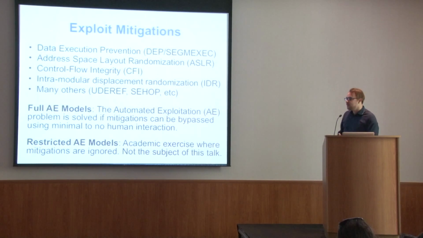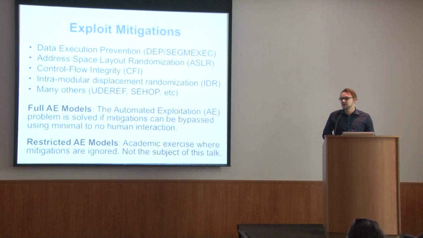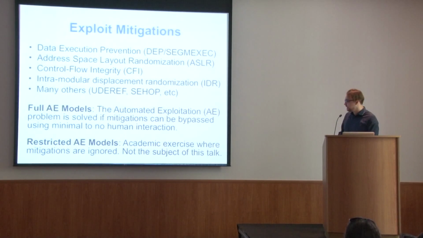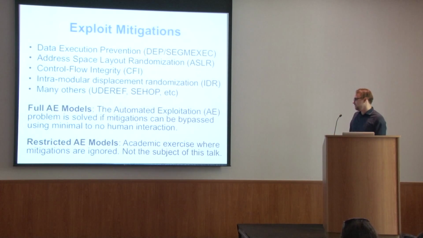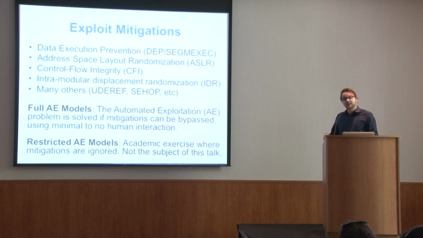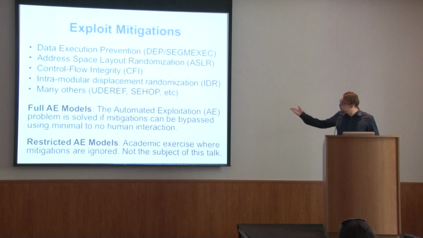Exploit mitigations. I was talking about how people think they can write or generate exploits automatically. In fact, when they do such a thing, they always do it in what we call a restricted model. A restricted model is an academic exercise where mitigations are ignored. So you can, for example, generate a stack-based buffer overflow exploit ignoring the fact that you have control flow integrity, or ignoring the fact that you've got DEP, data execution prevention.